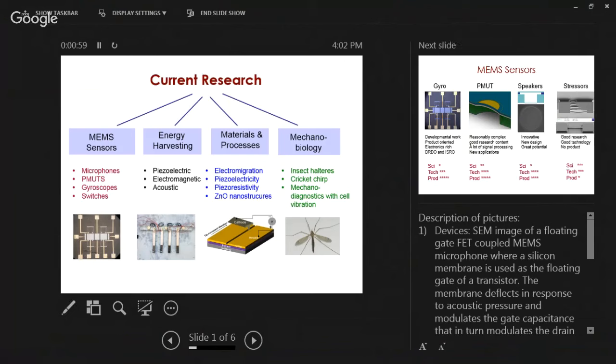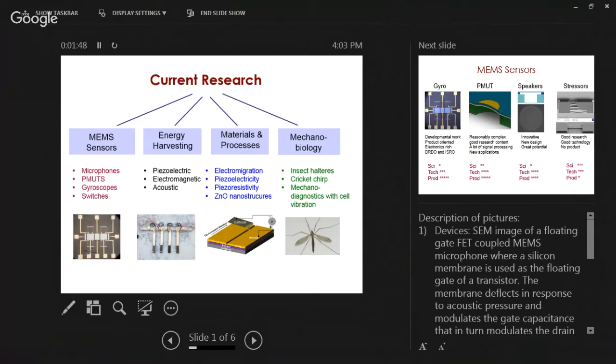Good afternoon. My name is Rudra Pratap, and I work mostly on MEMS devices and all processes related to what we do to devices. So my current research divides into four bins, if you will. One on MEMS sensors, so that is on sensor development. The second one is on energy harvesting devices. Third is materials synthesis, and last one is mechanobiology. So I'll tell you about each one.